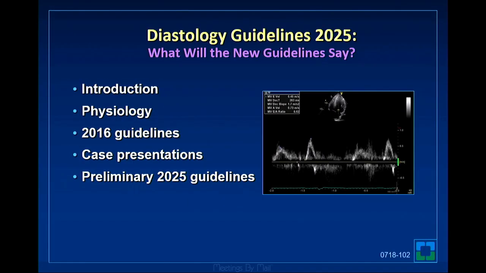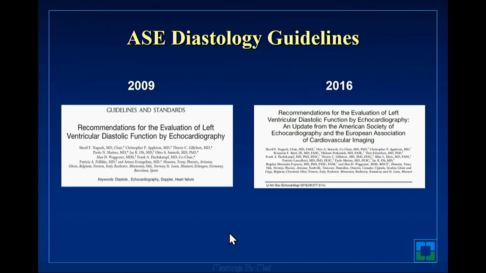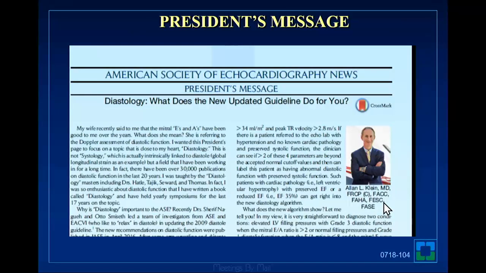In the next 10 minutes, I'd like to give a general introduction, briefly talk about what we are measuring in terms of the physiology, what some of the problems with the current 2016 guidelines are, show some quick cases, and then give you a glimpse of the 2025 guidelines. As you know, back in 2009, we did this course and presented the guidelines, but there were too many parameters, too much overlap. And then in 2016 we updated those, and I even wrote a president's page.